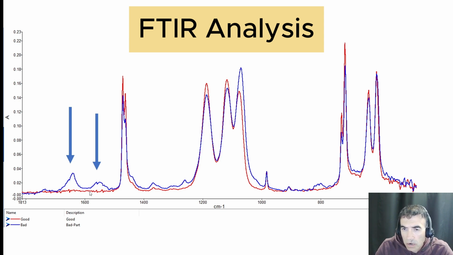We can further analyze this through peak fitting, analyzing the individual peaks, calculating the area under the peak, and quantifying the oxidation. But what is clear is that the bad resin already has significant oxidation within it, even before going into the injection molding process. So this has to be carefully monitored when this material is processed.